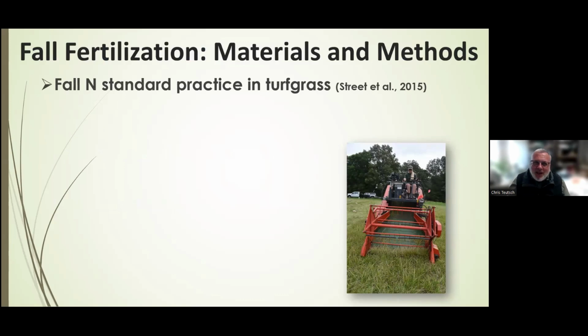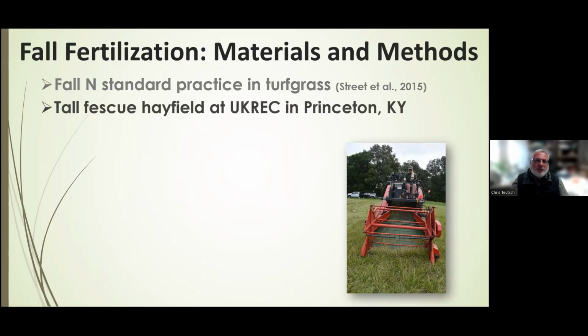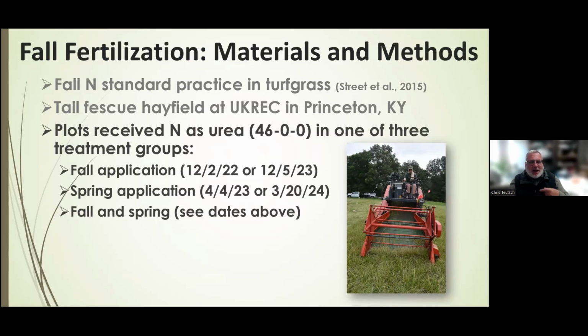Fall nitrogen application is a pretty standard recommendation in the turfgrass industry. And they put it on in late fall, so not August or September, but closer to Thanksgiving, late November, very early December. And that fall nitrogen actually gets that plant ready to grow the following spring. We took a tall fescue hayfield at the research station in Princeton, and we applied some different applications of fall nitrogen. So plots received nitrogen as urea in one of 3 treatment groups.